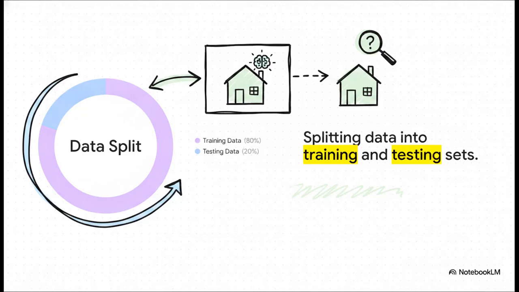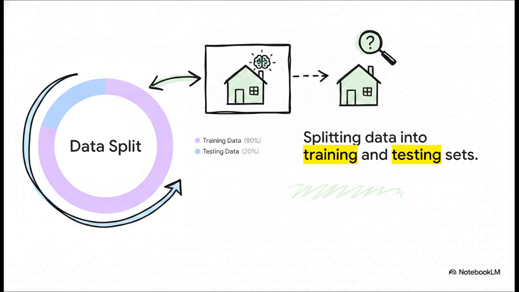Now, what's really interesting about this is the 80-20 train test split rule. Look at this breakdown. We take our beautifully clean data and we intentionally slice it up. We give 80% of it to the model so it can learn, study, and find all those hidden patterns. But we hold back 20%, the testing data. Why do we do this?